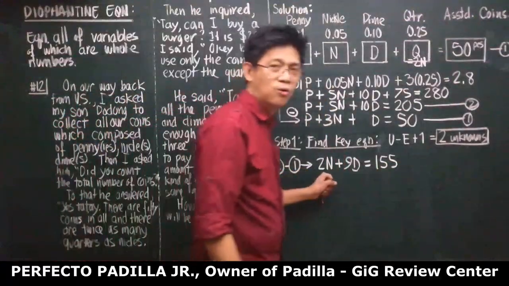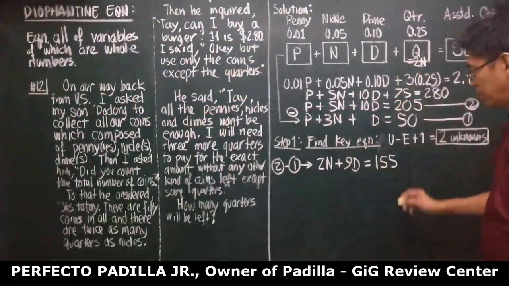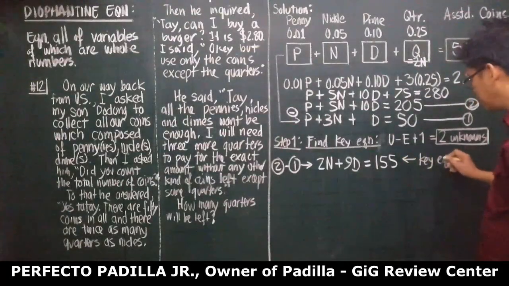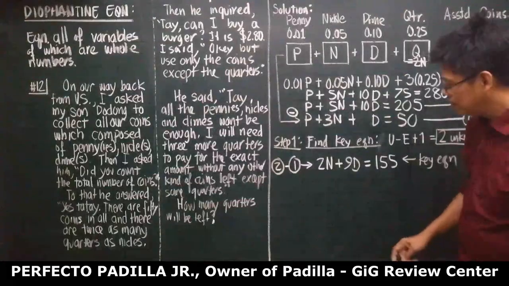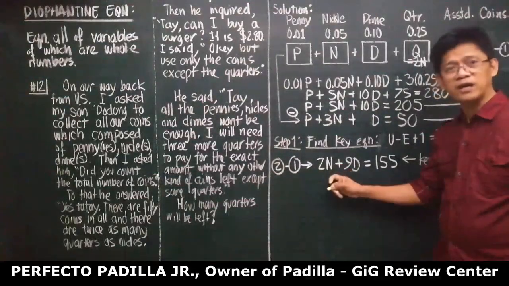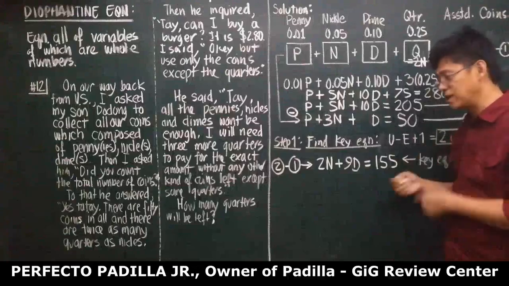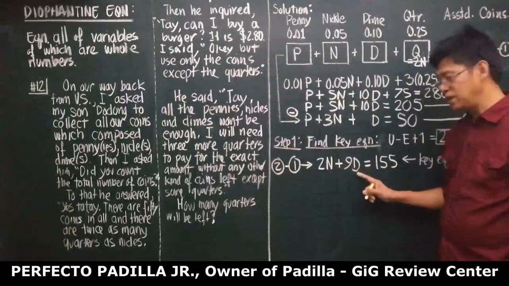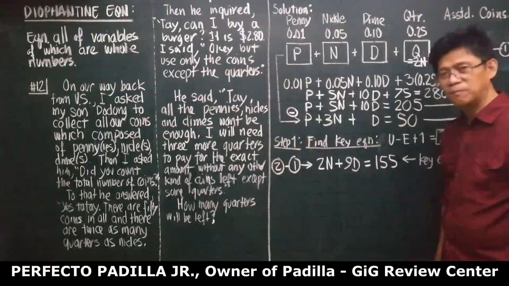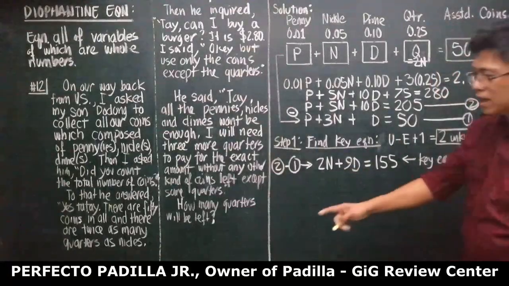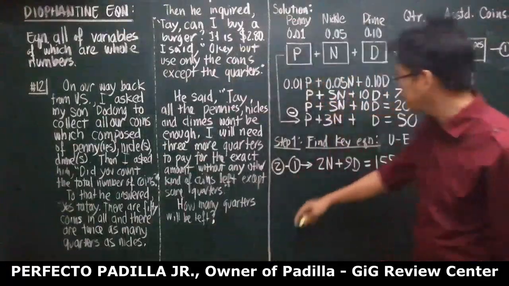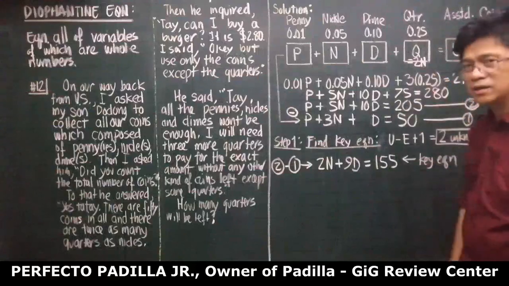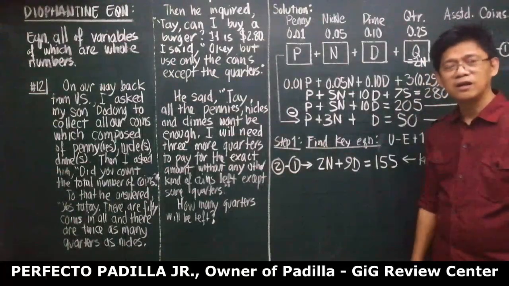This is now your key equation. Now, what are we going to do with our key equation? Ganito. You express one variable in terms of all the others. Dalawa lang naman. Either you express n in terms of d or d in terms of n. Total ang hinahanap how many quarters are left, and the number of quarters is expressed in terms of 2n. Let us solve for n.